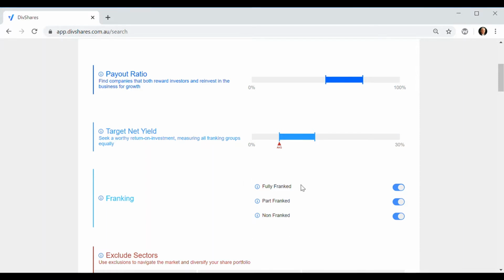Fully franked is when company tax has been fully paid by the company. Part franked is the same, but only part of the company tax has been paid. Non-franked is when tax has not been paid, passing the tax liability onto investors at their marginal rate. Now that we have a basic understanding of franking, let's look at the next 2 filters.